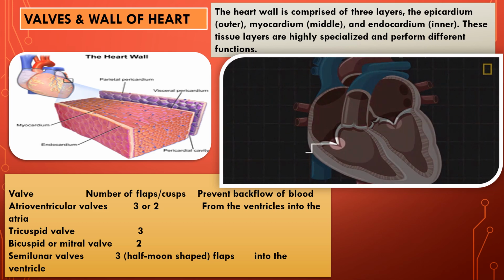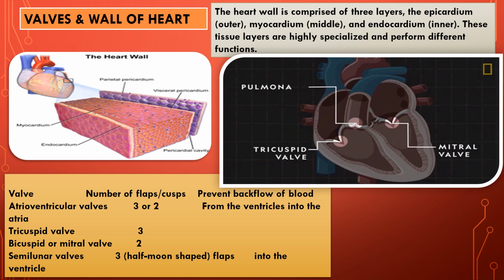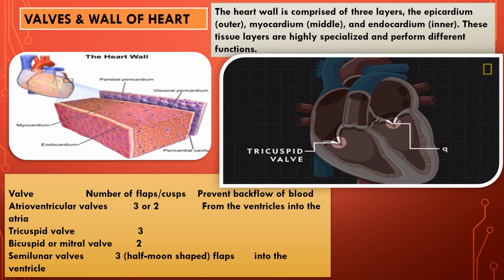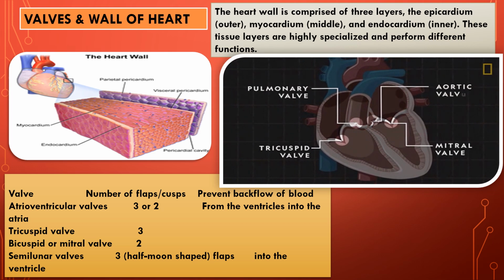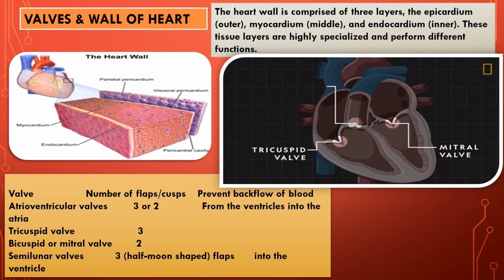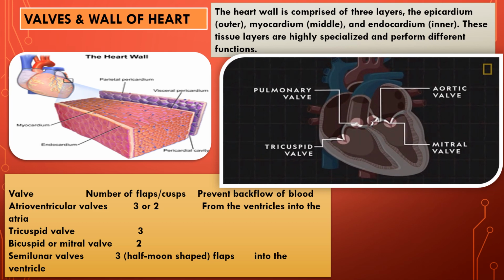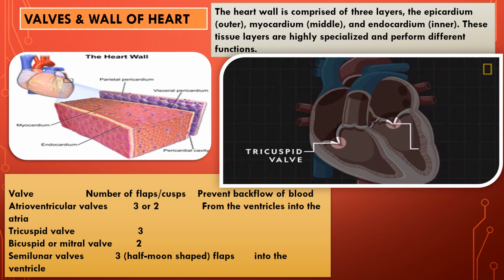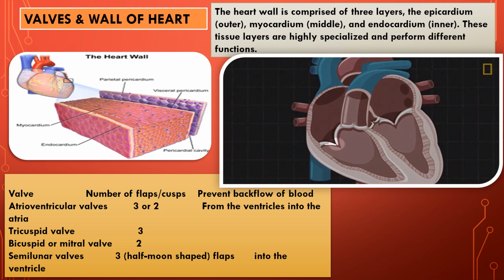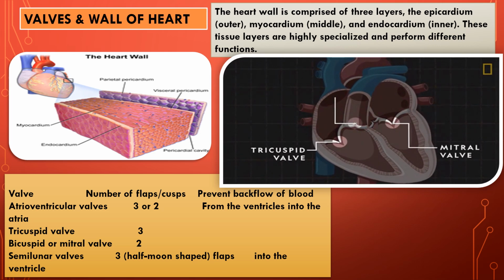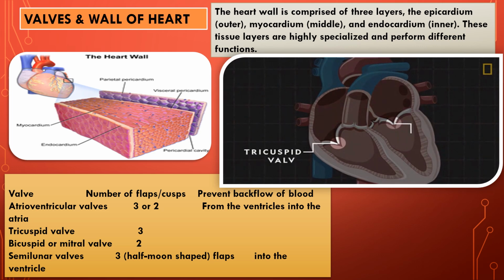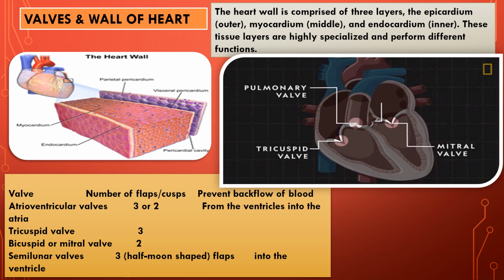Now the next one. You know, some valves are there within our heart. So I have made a chart here. See, the first one is atrioventricular valves. Number of flaps or cusps in this valve, 3 or 2. And it prevents backflow of blood from the ventricles into the atria.